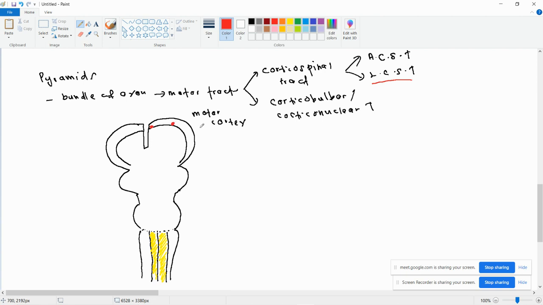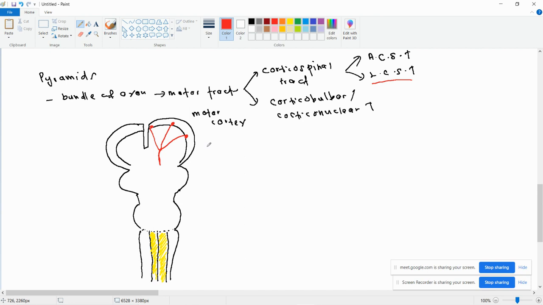Okay, I'll use red color. So what you can see here is the origin of your corticospinal tract, right? From the primary motor area, it will descend down, class, yes class. Absolutely, it will form what, class? Internal capsule. Am I right, class? Internal capsule.